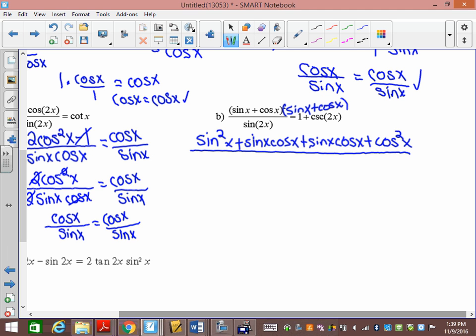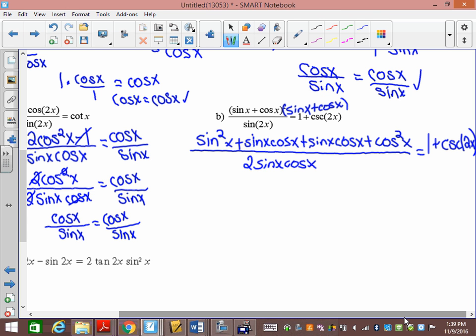Over sine 2x. There's only one formula I can fill in for it, right? 2 sine x cos x. Whenever I see sine 2x, I'm going to replace it with 2 sine x cos x. It's the only formula I have for sine 2x. I'm just going to leave this side for now, just so I don't overwhelm you. This is really not that fun.